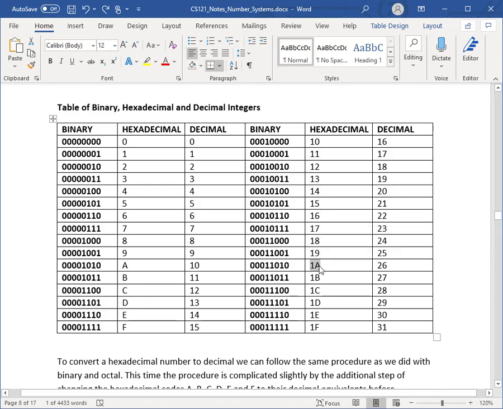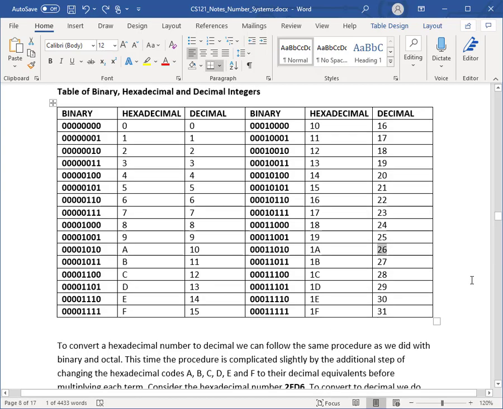Well, okay, so that's 8 to the 0 and 8 to the first, so that's 8 plus, this is going to be 16, I'm sorry, not 8. So that's going to be 16 to the first power, and A is going to be 10 times 16 to the 0 power, so that gives us 26. So this is a base 16 system.